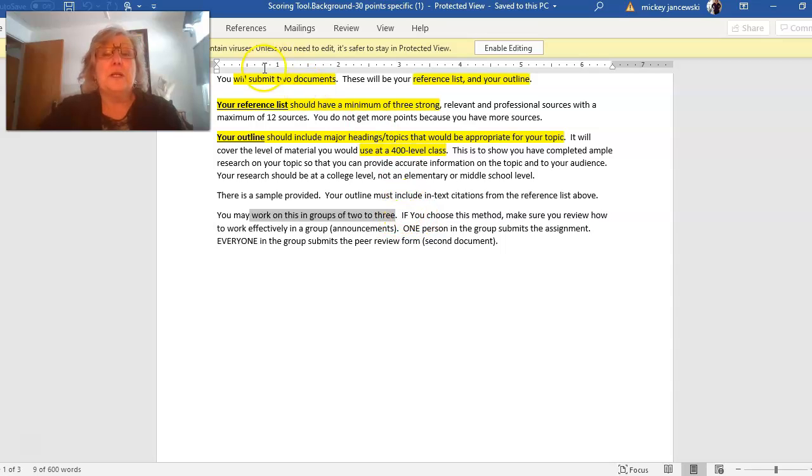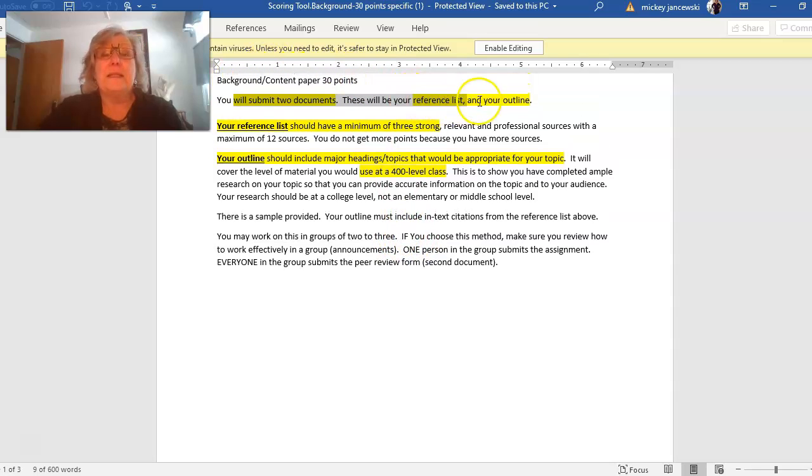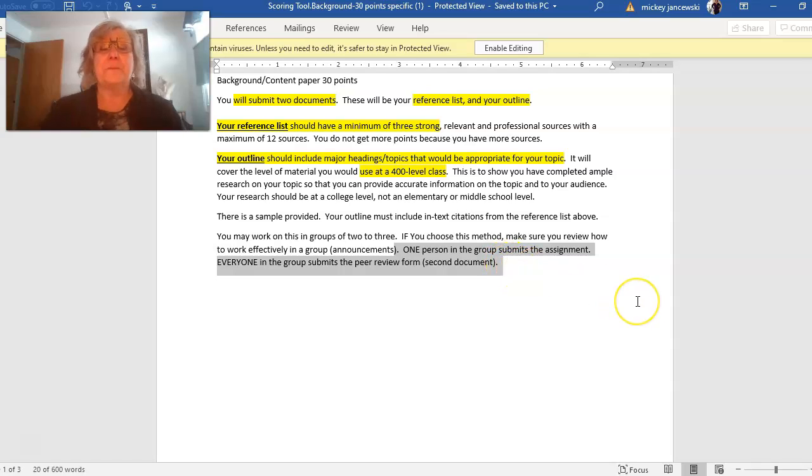So if you work alone, you are only going to submit these 2 documents, the outline and the reference list. If you work in groups of 3, you're going to do this slightly differently. One person submits the assignment. So one person submits the 2 documents, the outline and the reference. But everyone in the group submits a peer review form. If you don't submit a peer review form, you will not receive a grade until you do.